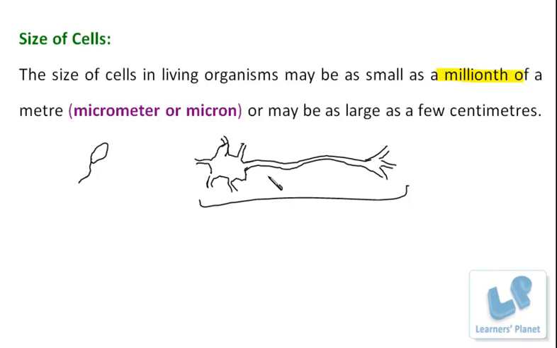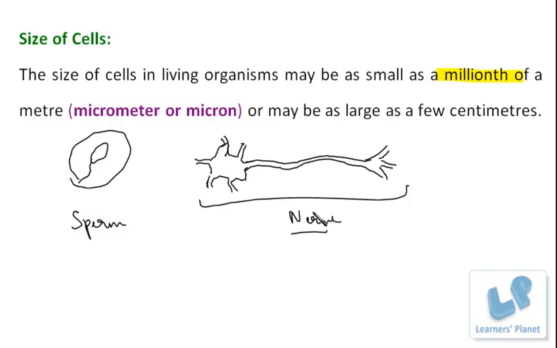Now why is this large size there? On one side we are saying the smallest cell is the sperm cell, and on the other hand the largest cell is the nerve cell. Do you know why the cell is so long? The reason is that it participates in the transmission of messages, in the form of electrical impulses, in our body. These nerve cells coordinate the different functions of our body. So definitely they have to transfer the message over longer distances, isn't it?